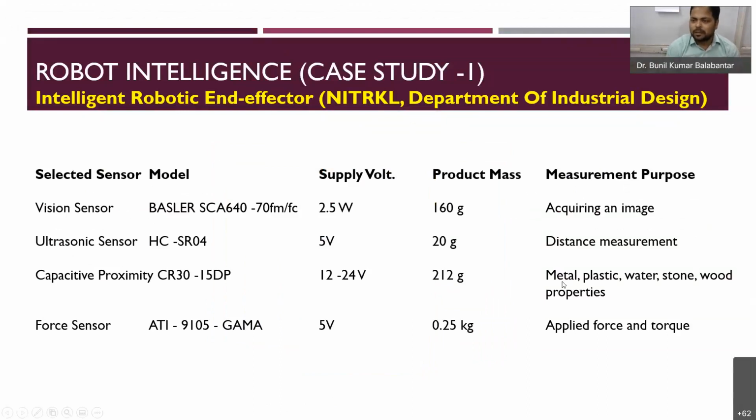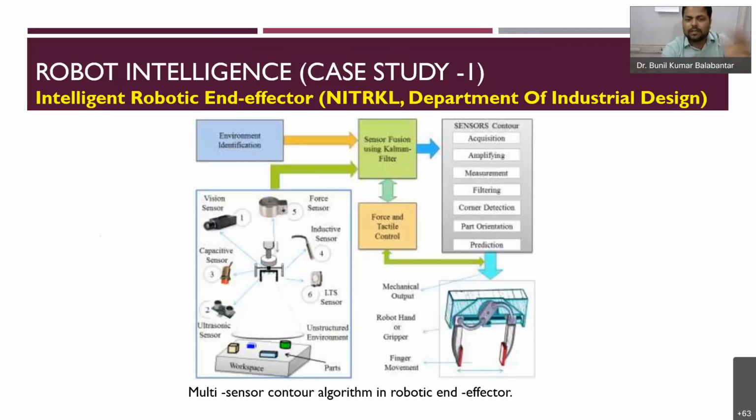The purpose of the vision sensors is to acquire an image. For distance measurement, I need to go for the ultrasonic. The capacitive proximity sensor is going to check the material. And the force sensors tell how much force you are supposed to apply on a particular object based on the material, which you can calculate. So this is the intelligent gripper we have developed in the lab.